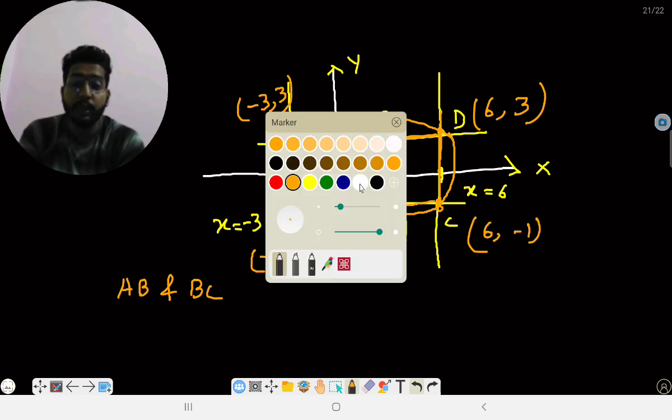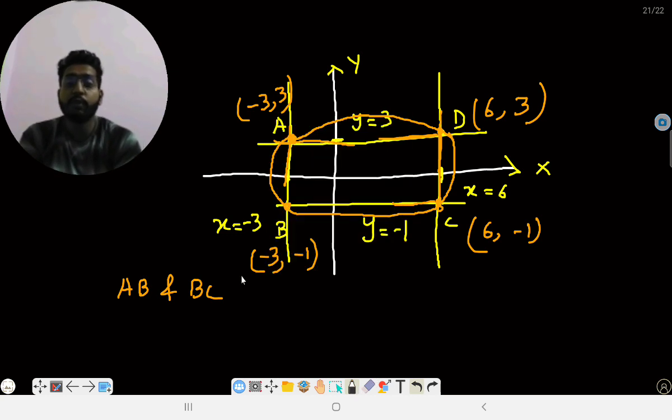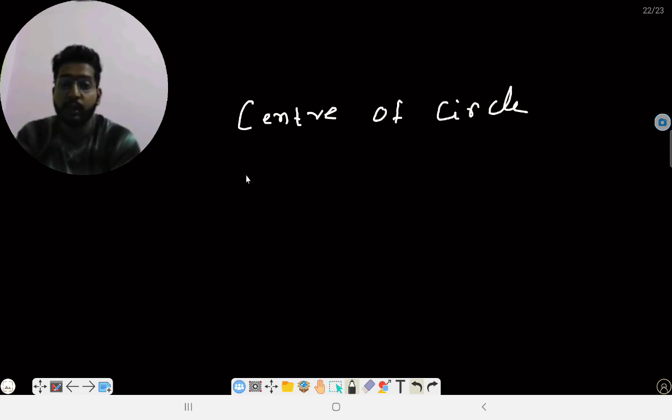That means from here, first what we need to do is find the center of the circle. Now what is the center of the circle here? Midpoint of AC. This is the center of this circle.